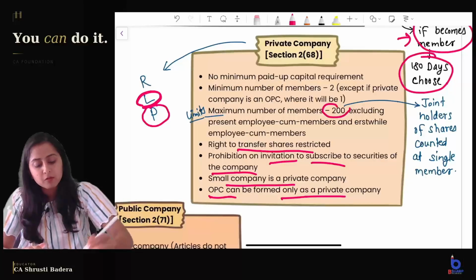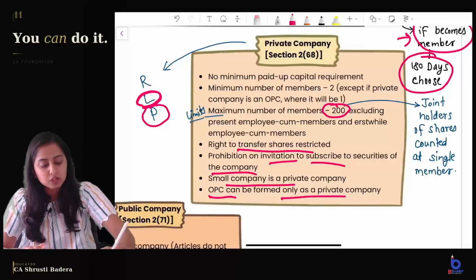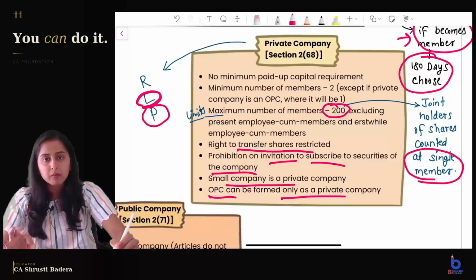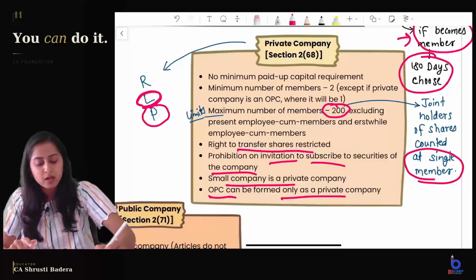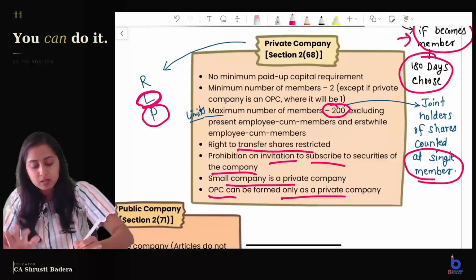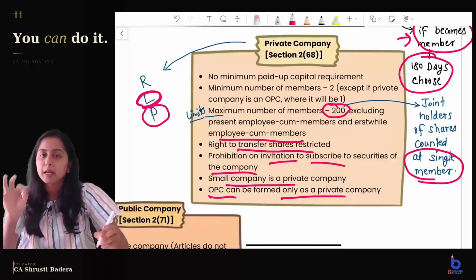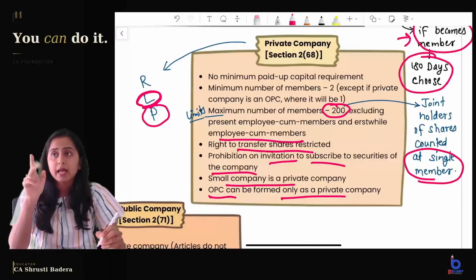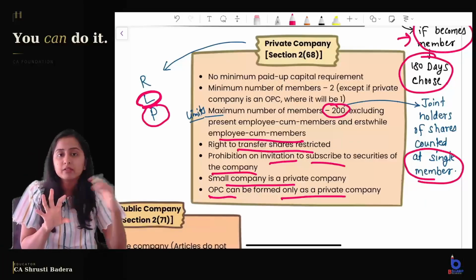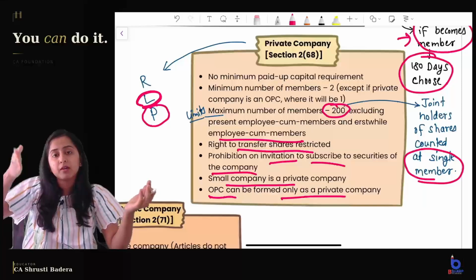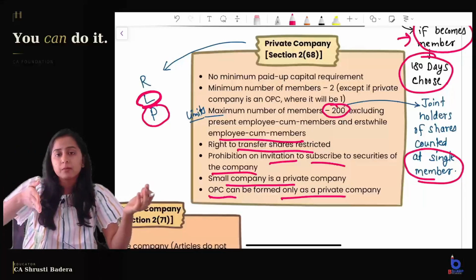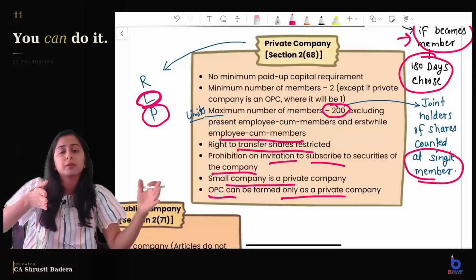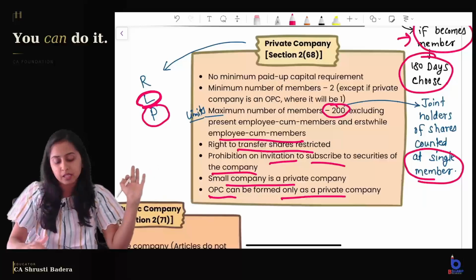When you count the number of members, 200, the joint holders of a share are counted as a single member, and in the counting of 200 you have to exclude the present members who are employees of the company, and you also have to exclude the ex-employees. That is, the person has left the employment but he became a member when he was employed with the company, and he continues to be a member of the company even though he has left the company, right?